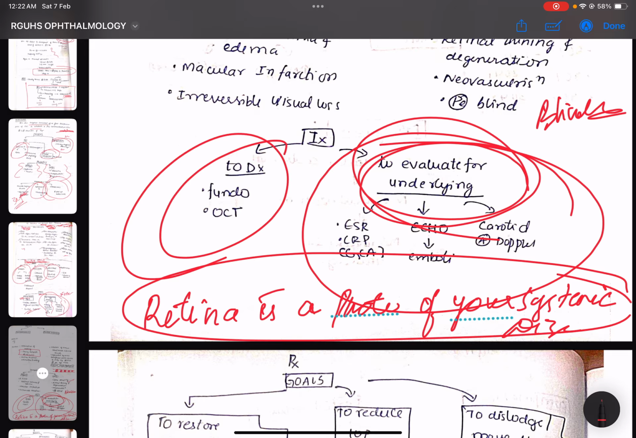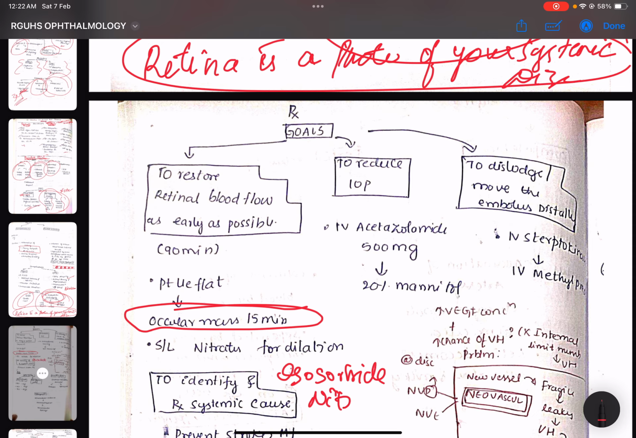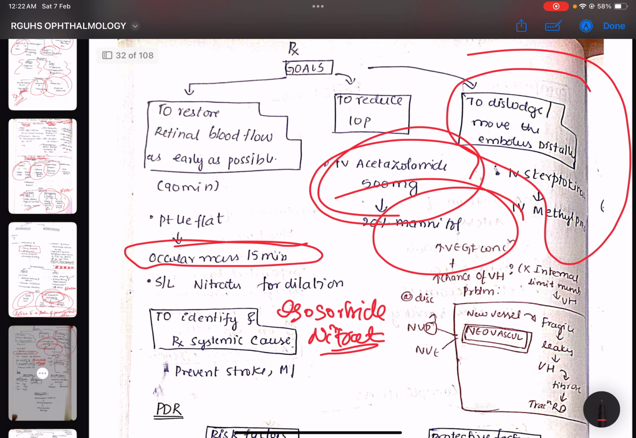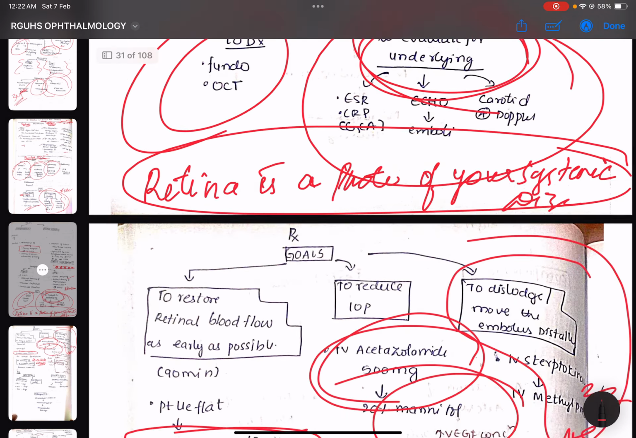Okay. Then, treatment goals. Massage is a controversial thing. What they say is, since it's just an emboli, you can dislodge the emboli, right? So you can mention this, but one thing I have to mention is isosorbide nitrate, to cause vasodilation. To reduce the IOP, obviously you go with this. To prevent emboli, you can start with streptokinase or tPA plus reteplase. Okay, that's it about your CRAO.